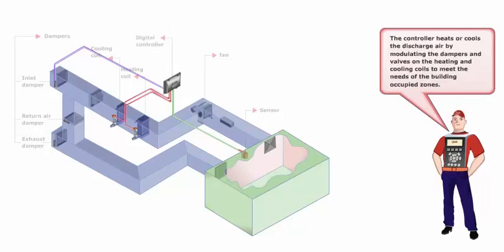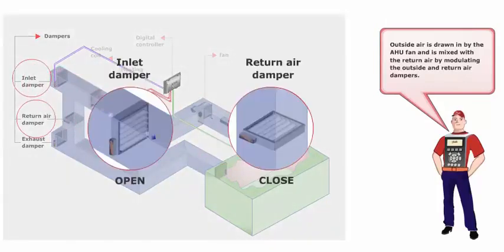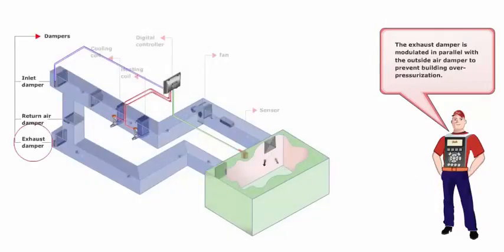The controller heats or cools the discharge air by modulating the dampers and valves on the heating and cooling coils to meet the needs of the building occupied zones. Outside air is drawn in by the air handling unit fan and is mixed with the return air by modulating the outside and return air dampers. The exhaust damper is modulated in parallel with the outside air damper to prevent building overpressurization.